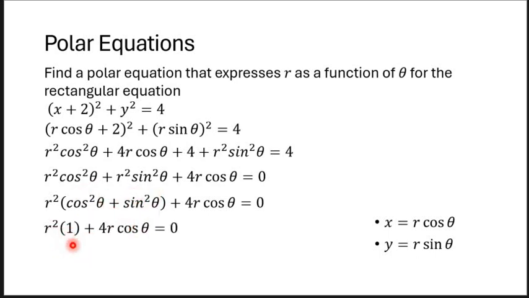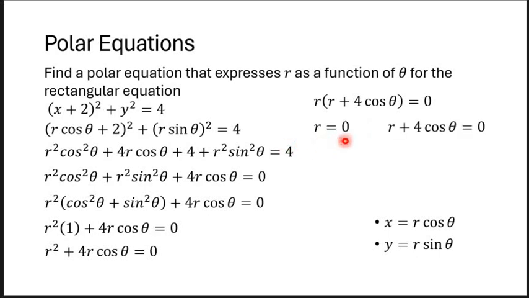And I just get r squared plus 4r cosine theta is equal to 0. R squared times 1 is just r squared. Solving for r, I can factor r out of both of these terms. When I factor the r out, this becomes just r, and this becomes r plus 4 cosine theta. And now I get two equations. I can set both of them equal to 0. One of the equations will be r equals 0, which is just the equation of the pole. The other equation is r equals -4 cosine theta. This equation includes the pole, so we can just go with this one right here.